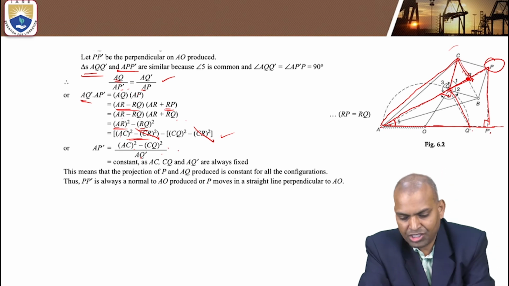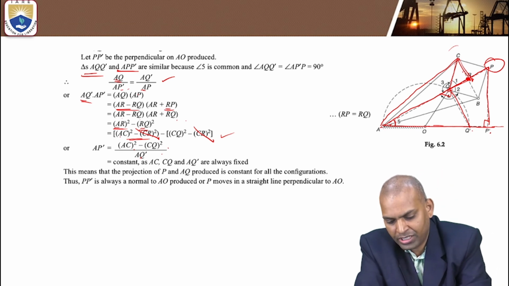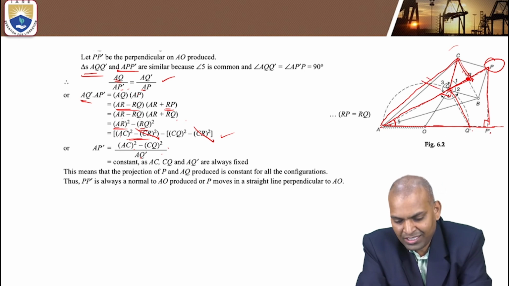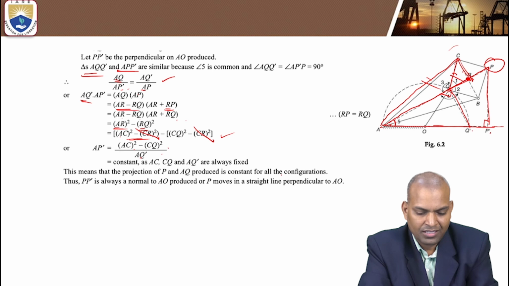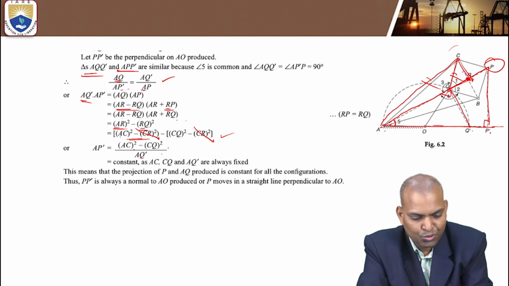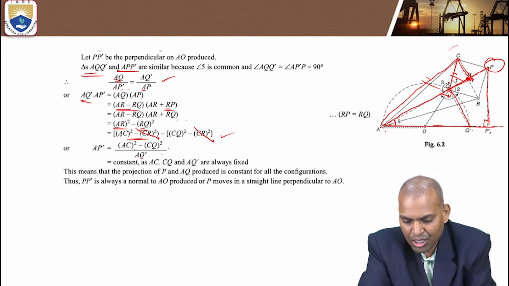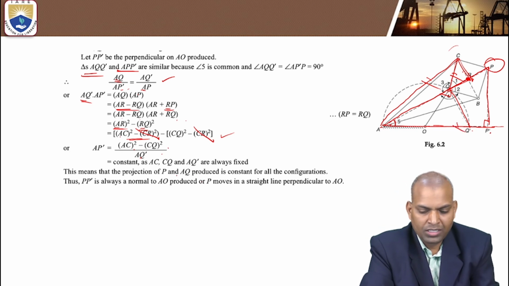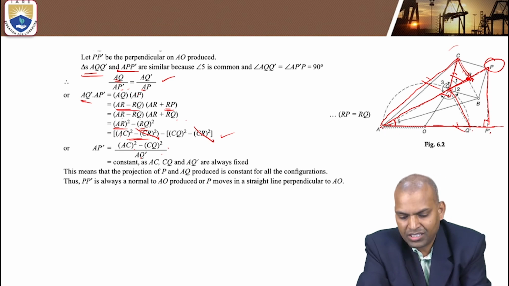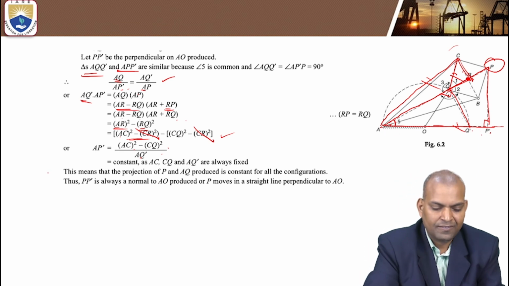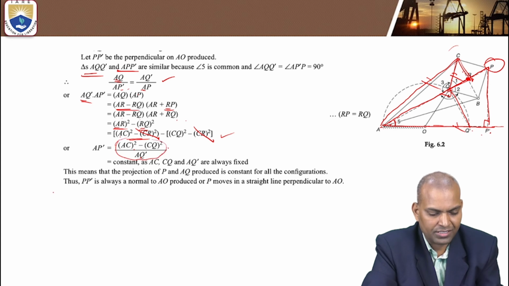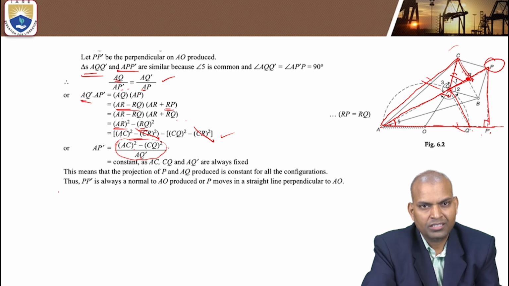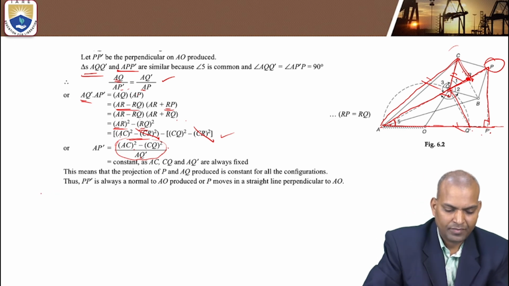Now AC is a constant. The length of AC is a constant. Length of CQ, where is that CQ? This CQ is a constant. And AQ dash, that is a new position, okay? That AQ dash is here. This AQ dash remains constant. Now in total, the path traced by AP dash remains constant. So all are constants. Then you can understand that the path traced by a point P is a straight line.